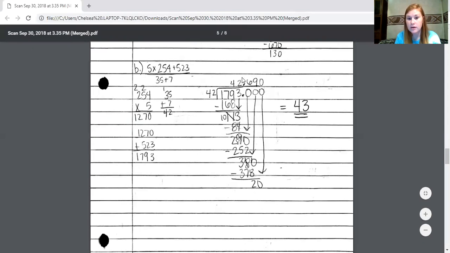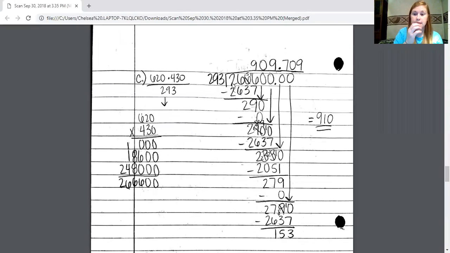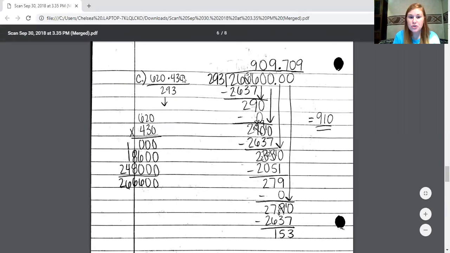The 6 here, it's larger than 5, so it's telling our 42 to round up to 43. And then the same thing on C. It's a little different because you're just multiplying the top. But once you solve that, you'll just plug that in here in your division problem and work it the exact same way. Your 909.7 is going to round that up to 910.